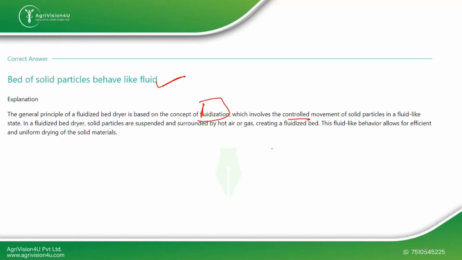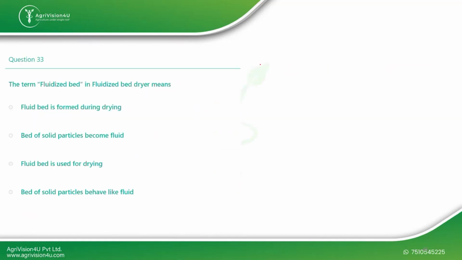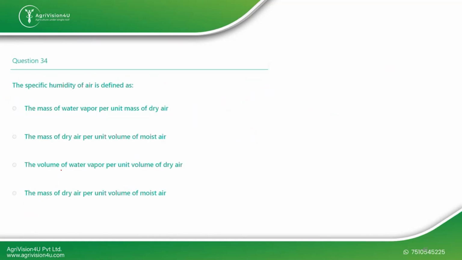Now, in the fluidized bed dryer, what will happen? You will have some solid particles that are going to be surrounded by hot air or any kind of gas. The solid material present at the base we call a bed. So this will be of solid particles and it will behave like a fluid. So the term fluidized bed means you will have a bed of solid particles that behaves like a fluid. So option D is the correct answer.